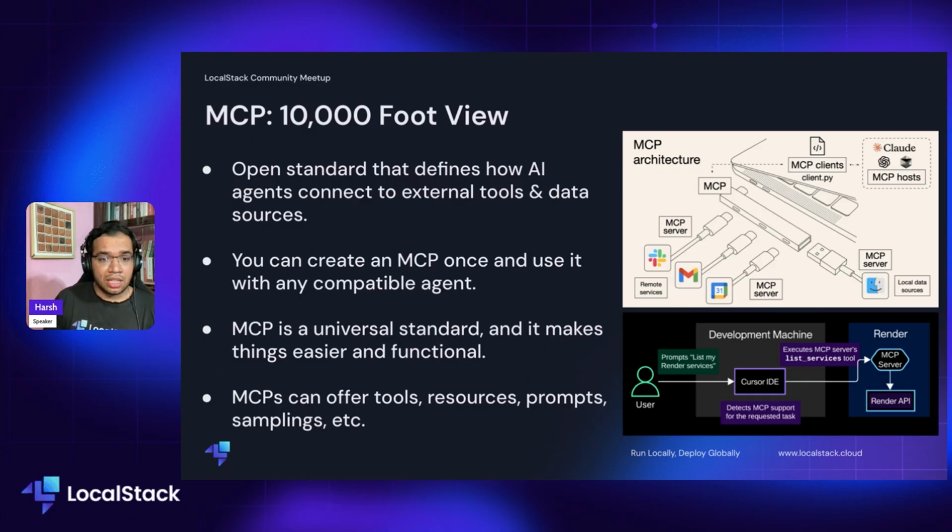So in this case, if you look at this diagram on the right side, we can basically prompt "list my render service." This prompt gets passed to the Cursor IDE, which then detects the MCP tool or MCP server that can perform the requested task. Then it connects to the remote render service and executes that action. So this is how we enable these LLM tools out there to connect to remote services and do certain actions on your behalf.